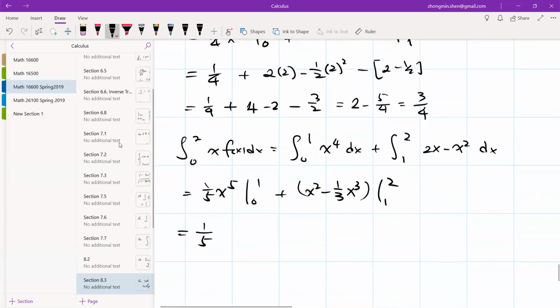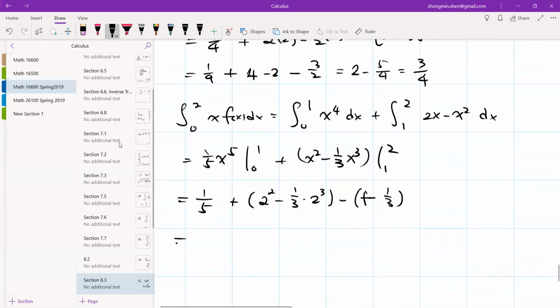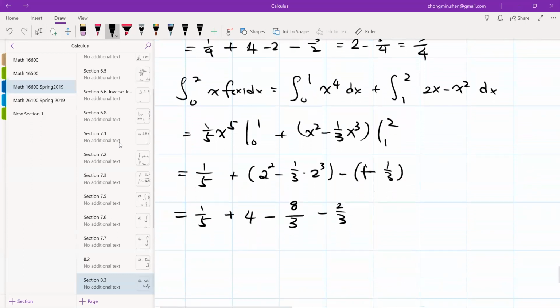So you get 1/5 plus 2 squared minus 1/3 times 2 cubed, minus 1 minus 1/3. So we will get 4 minus 8 over 3 minus 2/3. Let's do it this way: 2/3, 8 over 3. You can get 10 over 3.